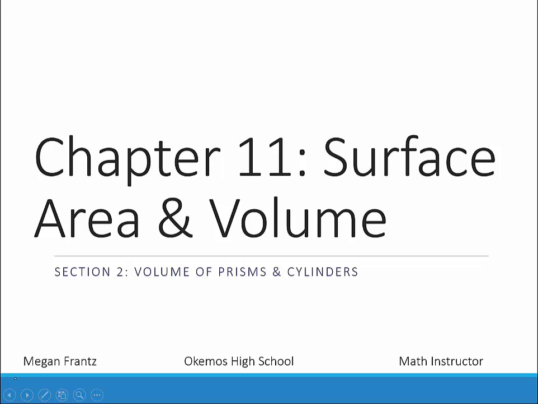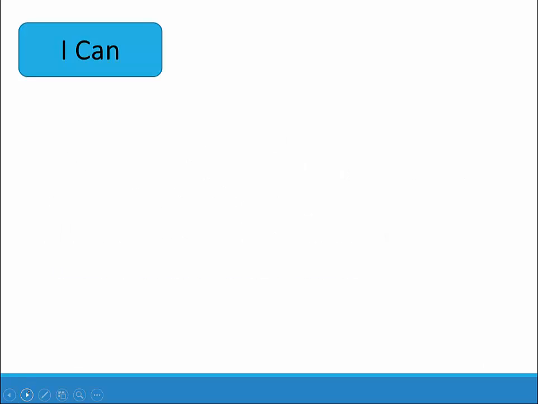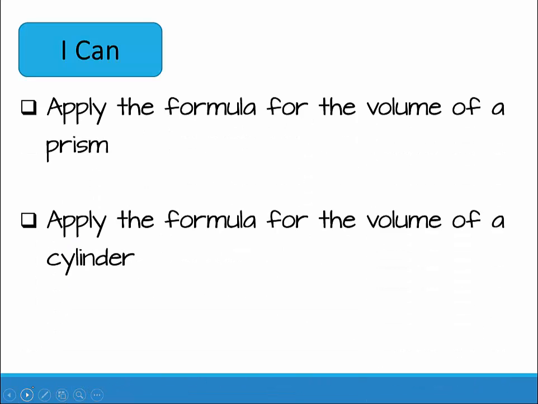The second part of chapter 11, we're going to focus on volume. So today we're just going to do volume of prisms and cylinders. By the end of this lesson, you should be able to apply the formula for volume of a prism and for volume of a cylinder.